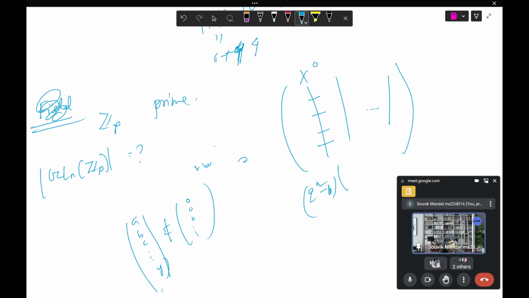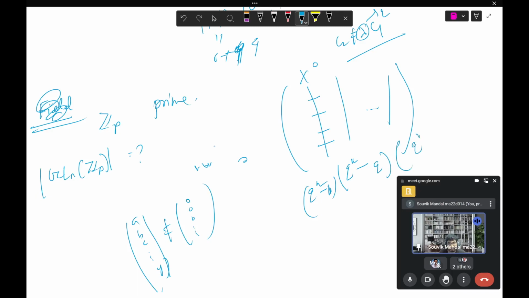What about the second column? Each element can be chosen in q ways, but the second column can't be a multiple of the first column. So the second column C2 can't be some lambda times C1, and this lambda can be chosen in q ways. So the second column can be chosen in q to the power n minus q ways.